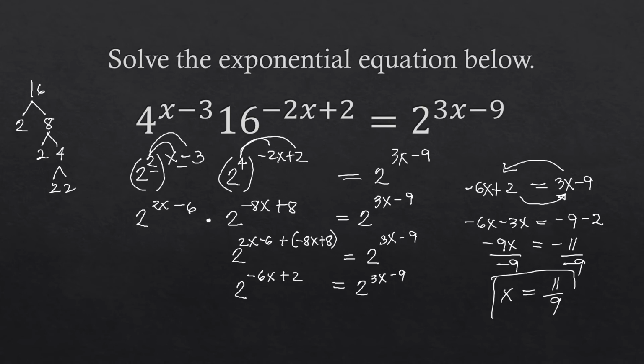So that will be our x on the exponent. Okay? You can try to check that out by simply plugging in x, which is equal to 11 over 9, on your original equation. And once you have left side and right side equal, then that means we have the right solution.